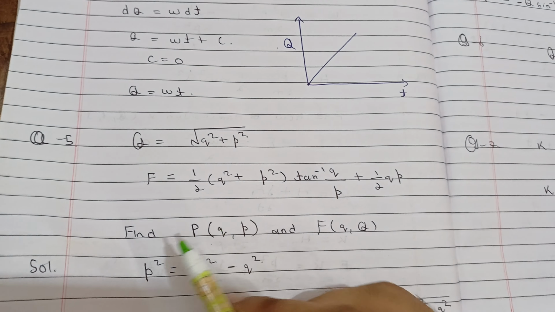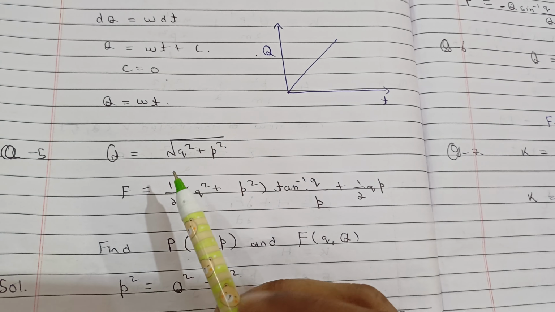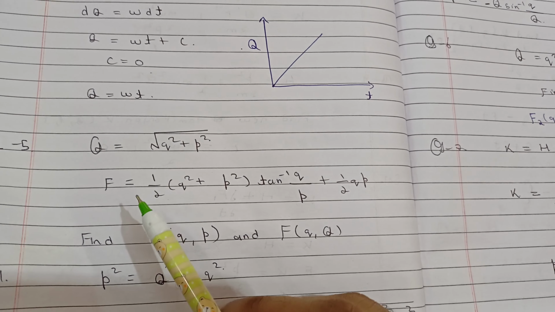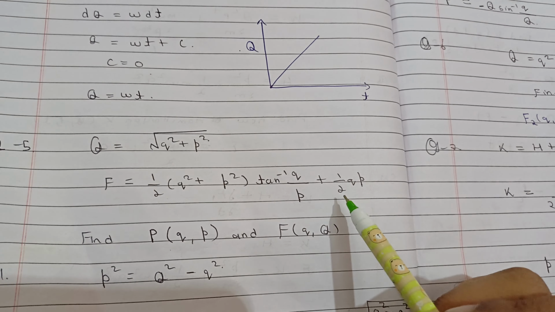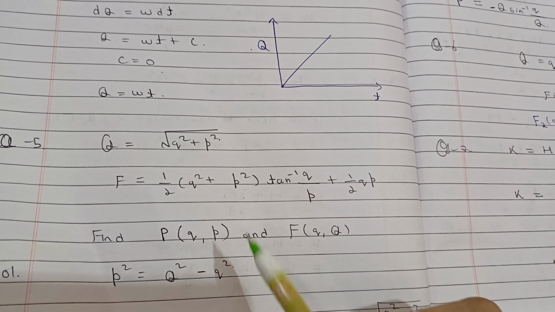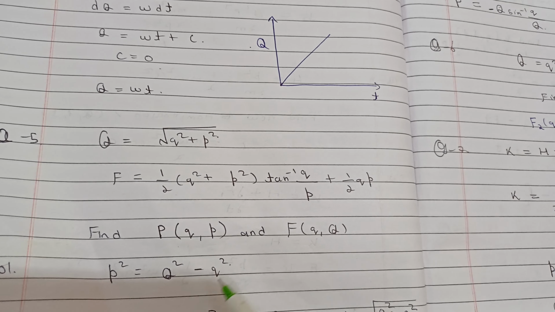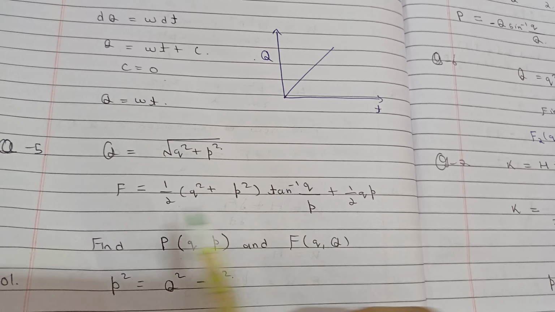Now there was another question in which the transformation equations were given. Capital Q equal to under root q square plus p square, and a generating function was given, that was 1 upon 2 Q square tan inverse q by p plus half qp. And what we need to find here is capital P in terms of q and p, and find F in terms of q and Q. So this was the question.